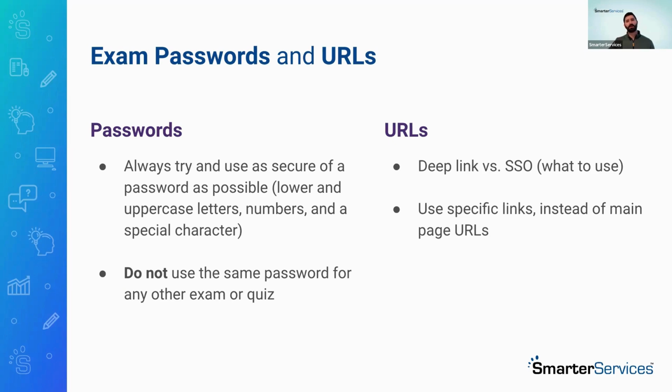Now, getting to URLs. This is where we get a lot of questions. We use McGraw-Hill, we use Cengage, Pearson, ours is in Canvas or Blackboard. What link do we need to put into that URL field so we navigate the student to the proper place, or they're going to go to the proper area to test? Deep linking versus single sign-on, what to use and when.